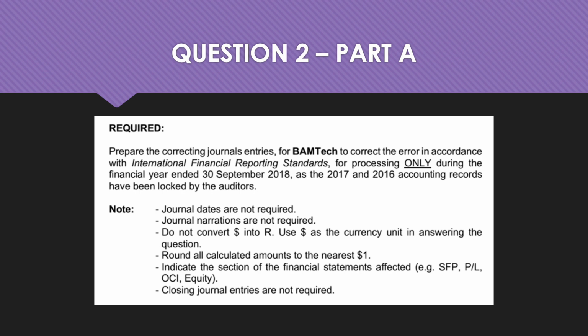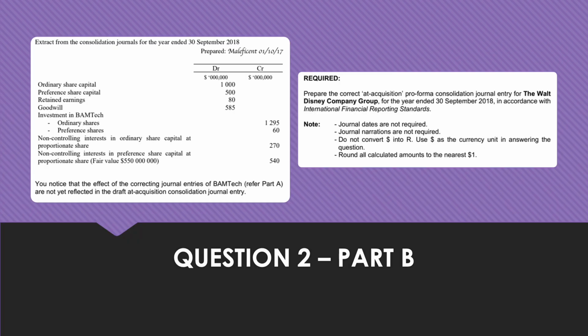Then another thing we picked up on is quite a few students correctly took into account the 37 million and the 33 million. However, they did not take into account the preference dividends of 5 million for 2 years. So please just remember that that must also be included.